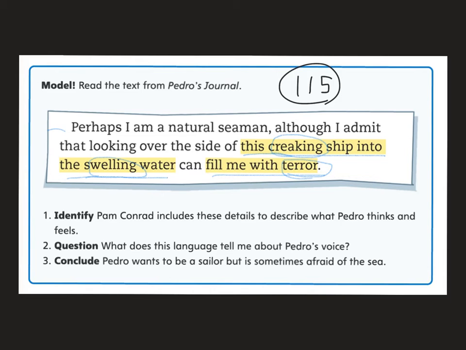So I can ask myself, what does this language tell me about Pedro's voice? Creaking, swelling, and filling him with terror. So I can conclude that Pedro wants to be a sailor, but is sometimes afraid of the sea. Those descriptive details really help me to understand Pedro's thoughts and feelings about being on the water.